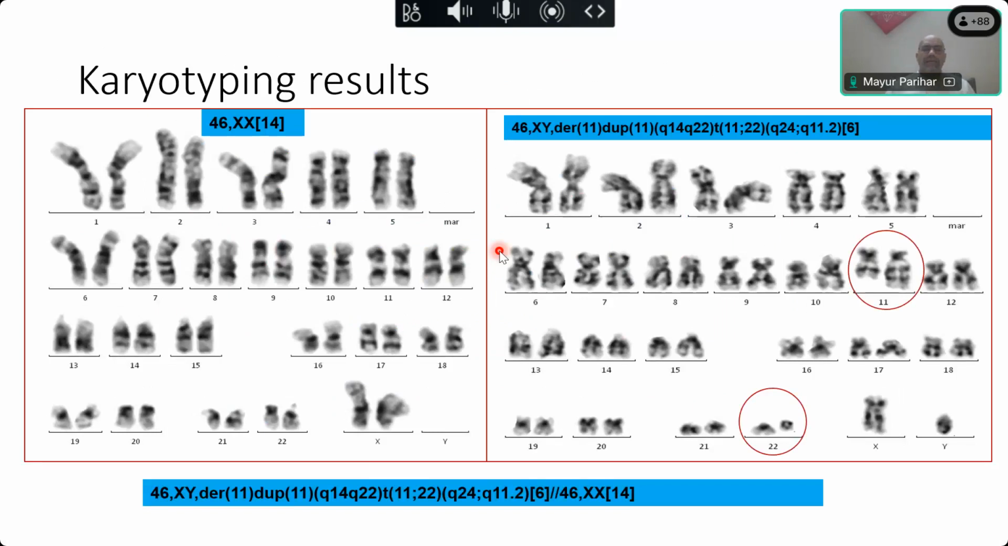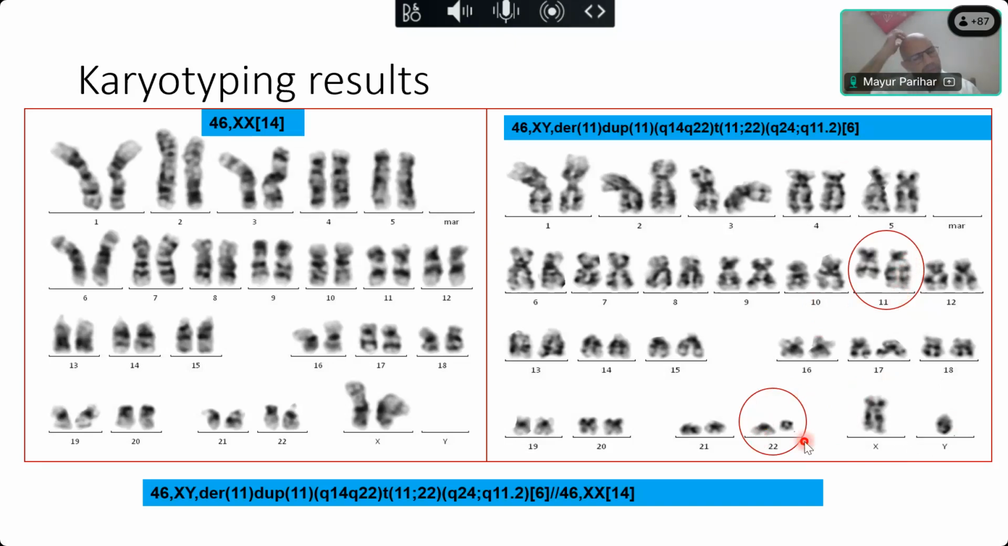When we did a karyotyping, as I said earlier, in karyotyping the tumor cells are cultured. They get an opportunity to grow. So even if there are only a few tumor cells, what we saw was that we also got about 6 metaphases which showed an XY. That means the tumor was coming back, and the tumor cells also had a translocation 11;22.